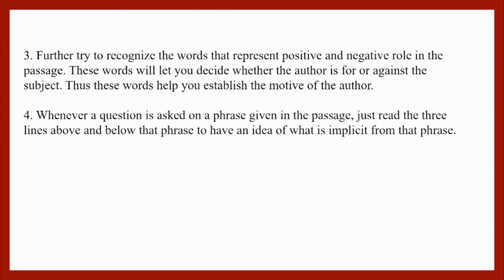Now third, further try to recognize the words that represent positive and negative roles in the passage. These words will let you decide whether the author is for or against the subject. Thus, these words help you establish the motive of the author. And fourth, whenever a question is asked on a phrase given in the passage, just read the 3 lines above and below that phrase to have an idea of what is implicit from that phrase.